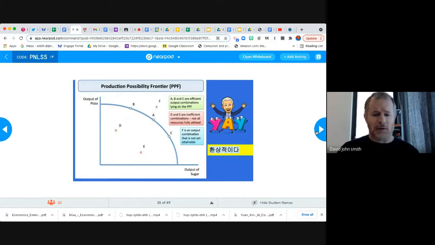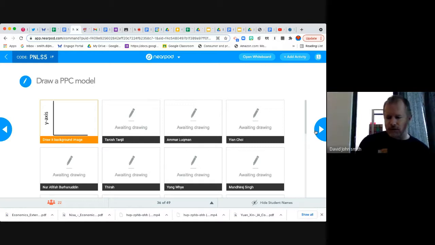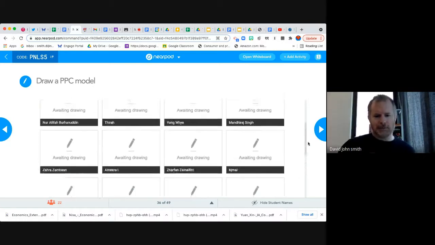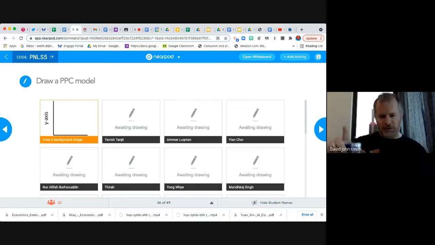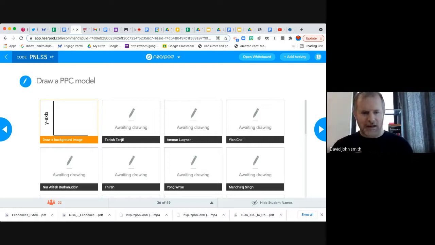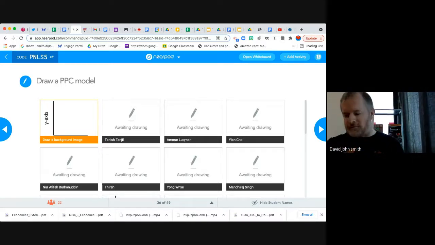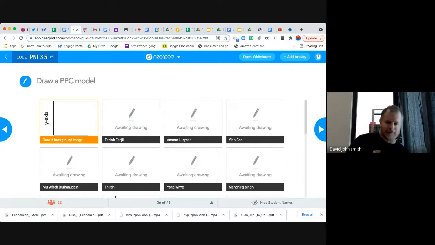Just this one model. Well, before you do that, how about you have a go at just drawing that simple model? Ready, set, go. 30 odd seconds, see what you can do. I know you're trying to do it on the computer and it's a bit tricky, or you might have an iPad and it's a bit easier, but have a go. What does the PPC model look like?